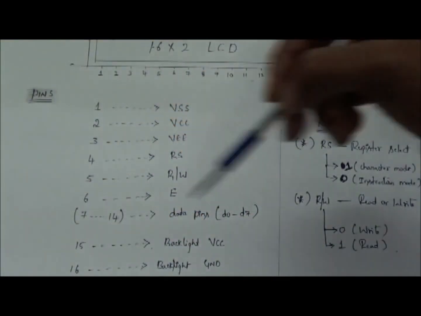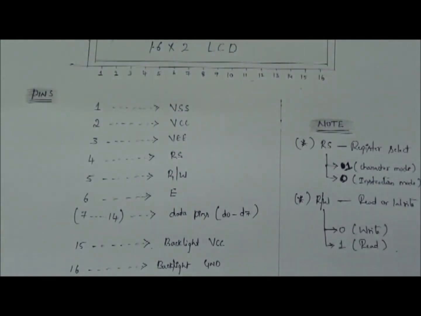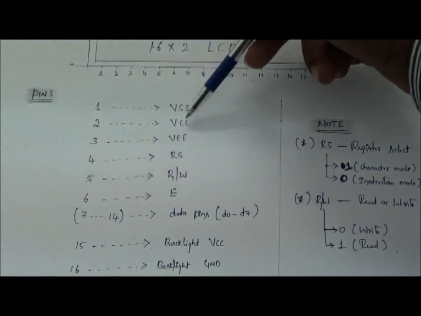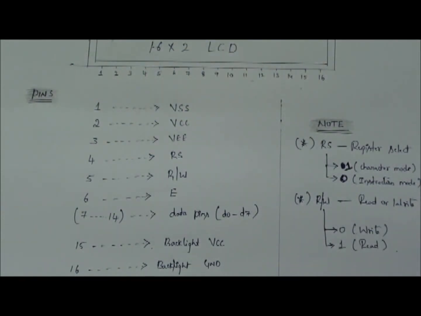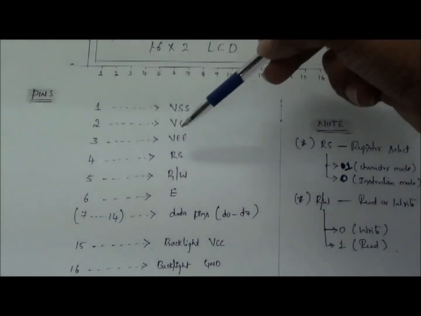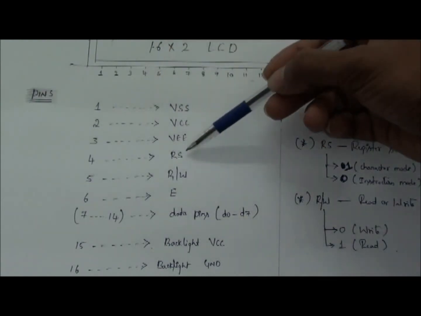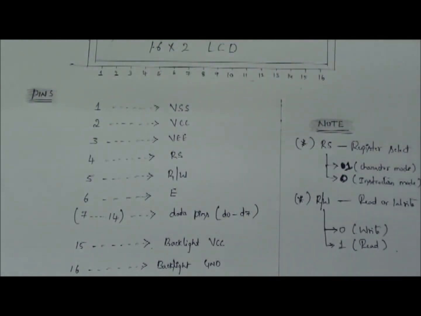Here I have drawn the pinouts for the 16x2 character LCD. The first pin is the VSS pin, that is a ground pin, and the second pin is the VCC pin, that is a 5V supply, and the third pin is the VE pin, that is called the contrast setting pin. We can set the contrast by using a normal variable potentiometer. And the fourth pin is the RS pin, that is the register select pin. It's used to set the operating mode.